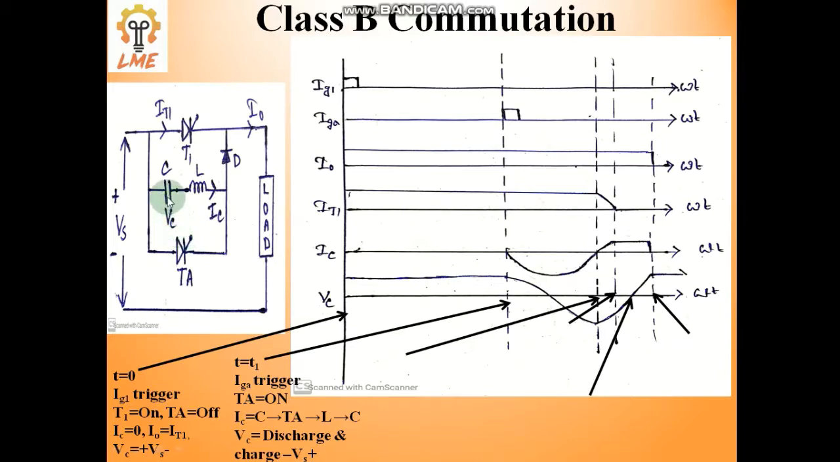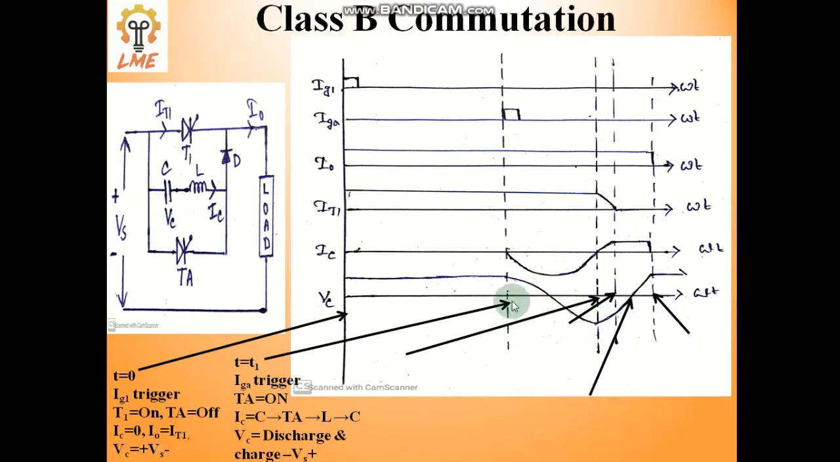Then what will happen? The capacitor starts discharging and charging to the opposite polarity. This is positive, this is negative. The capacitor now discharges through the auxiliary thyristor, then L, then C, again the auxiliary thyristor and LC, in this way anti-clockwise. When the capacitor discharges in this way, it will be charged in the opposite way, with the left plate negative and the right plate positive. This will obviously happen.